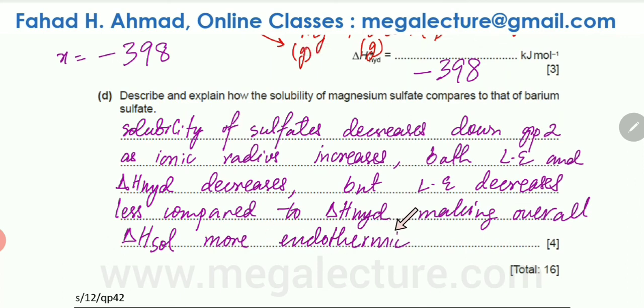Why would it become more endothermic? Because if lattice energy decreases less, lattice energy is still bigger, which means a lot of energy is required to break the lattice compared to the energy released during bond formation. Once the lattice is broken, the ions form bonds with water, and if they don't release a lot of energy, the overall process becomes more endothermic. So this is the answer to this question.